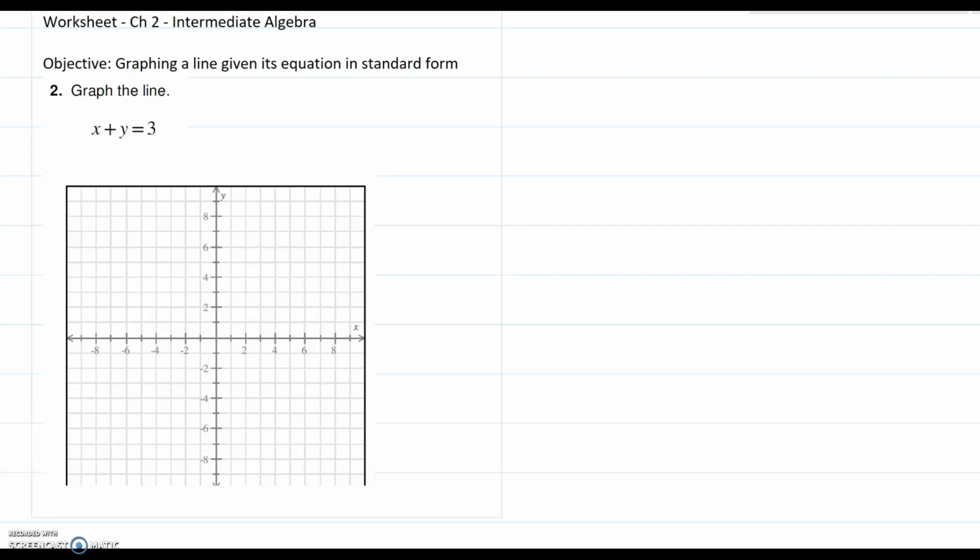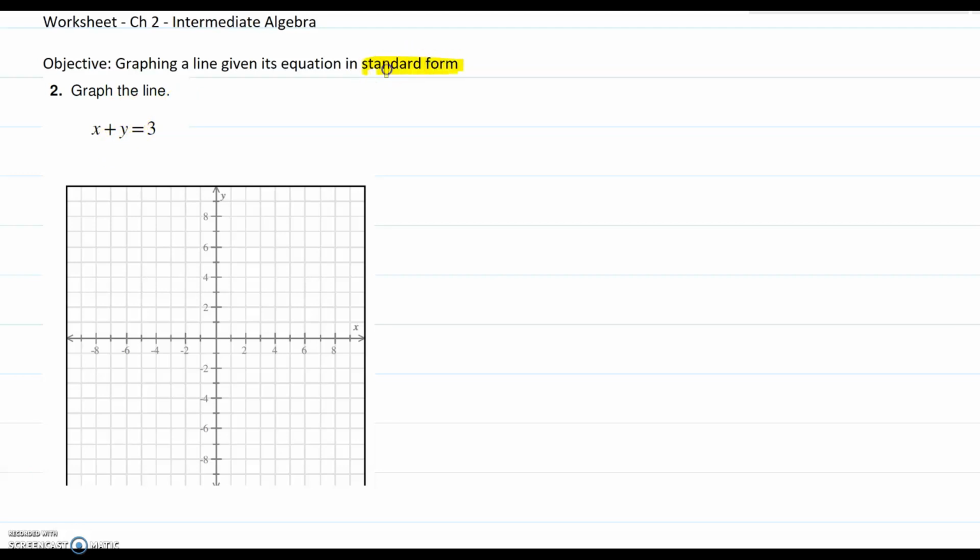Hi, in this video, I will be showing you problem number 2 of the worksheet on chapter 2 for the intermediate algebra class. Objective: graphing a line given its equation in standard form. Graph the line x plus y equal to 3.